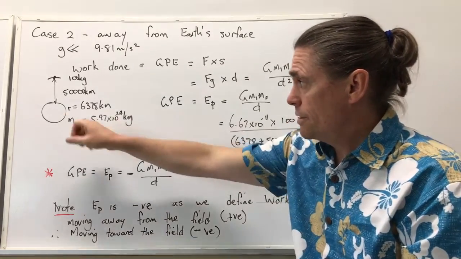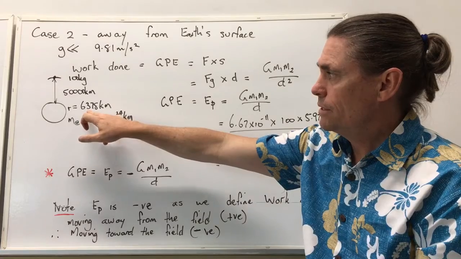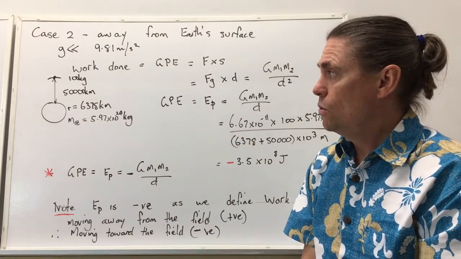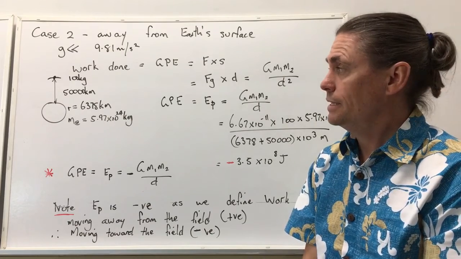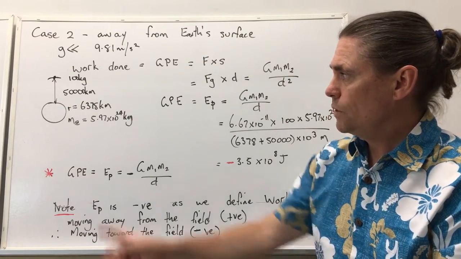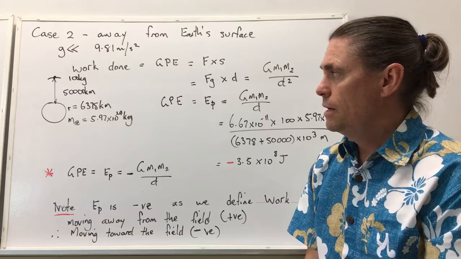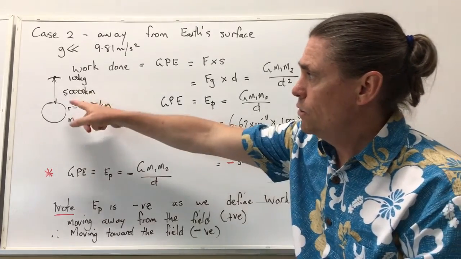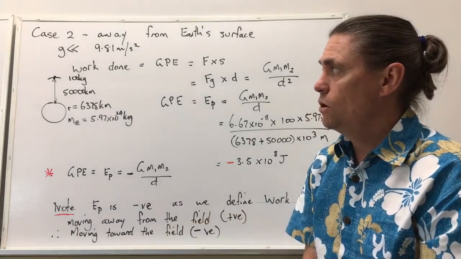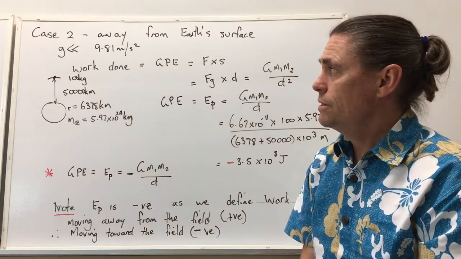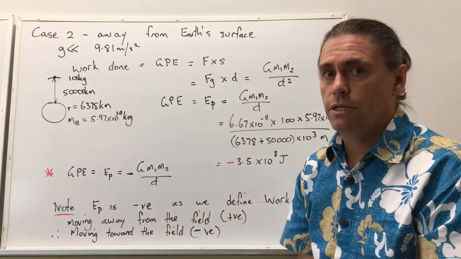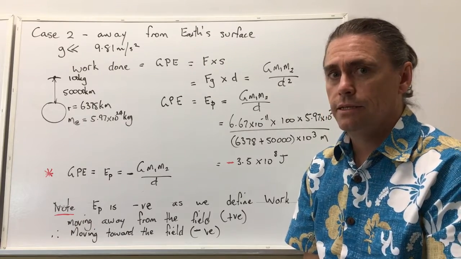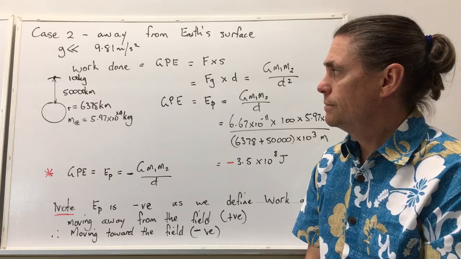So let's take a scenario. We have our planet Earth with a radius of about 6,378 kilometers, or 6.378 by 10 to the 6th meters. We have a mass for this Earth of around 6 by 10 to the 24th kilograms, and we have an object that's about 50,000 kilometers from the Earth and weighs approximately 100 kilograms. We want to calculate the potential energy on that object.